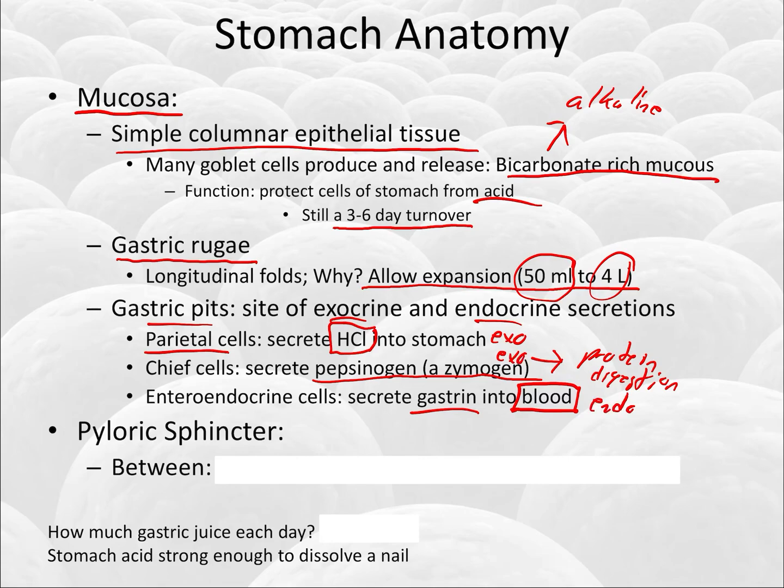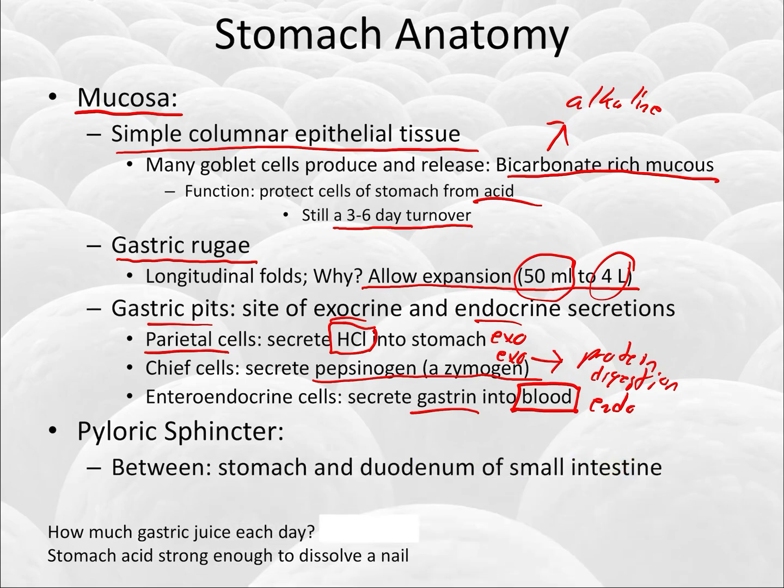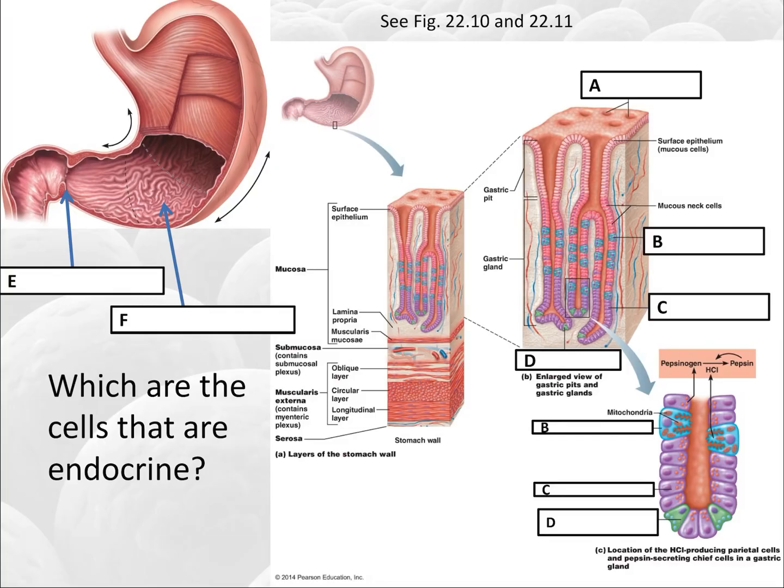The pyloric sphincter is the gateway between the stomach and the beginning of the small intestine, which is called the duodenum. Lots and lots of juice gets secreted by all these, mainly those mucus cells, to the tune of about 3 liters a day. So it's a lot of fluid. Stomach acid is strong enough and has a low enough pH to actually dissolve a nail if it's in there long enough. You'll see a video during the TBL day that shows it with a McDonald's hamburger. It's pretty gross, but we'll check it out.